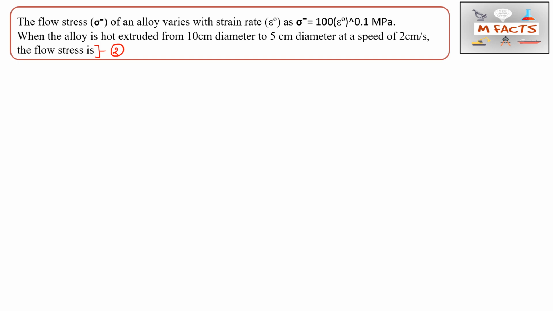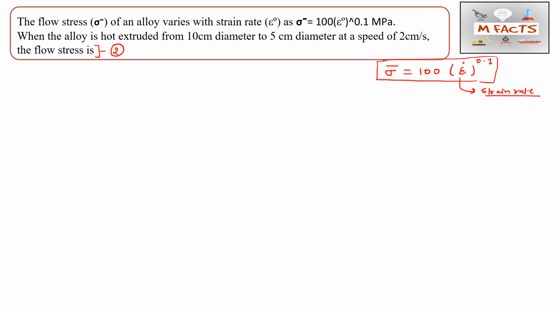Okay, so the question is: the flow stress sigma bar of an alloy varies with the strain rate epsilon dot as sigma bar is equal to 100 epsilon dot to the power 0.1. So this is in power. This is our equation of flow stress, which relates sigma bar with epsilon dot, that is basically the strain rate. You can say this is the mean average strain rate.